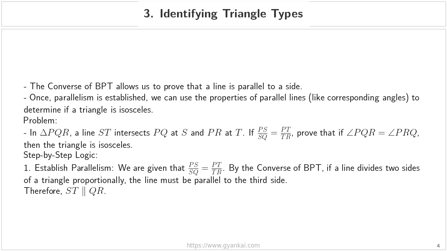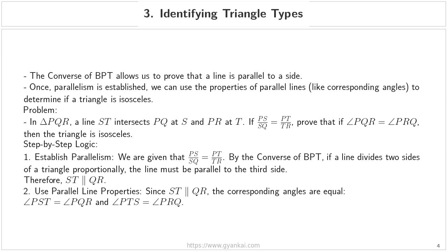First, we need to establish parallelism. We look at our given information. The ratio of PS over SQ equals the ratio of PT over TR. Because these two sides are divided proportionally, we can apply the converse of BPT. This tells us that the line ST must be parallel to the base QR. So, we can officially state that ST is parallel to QR.